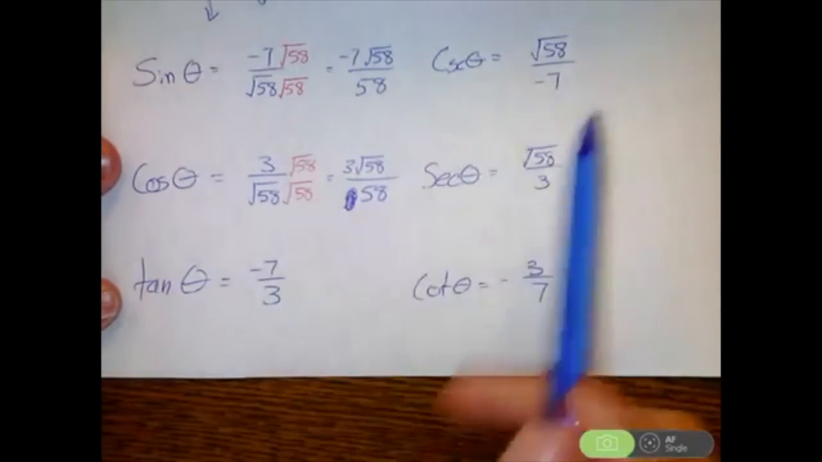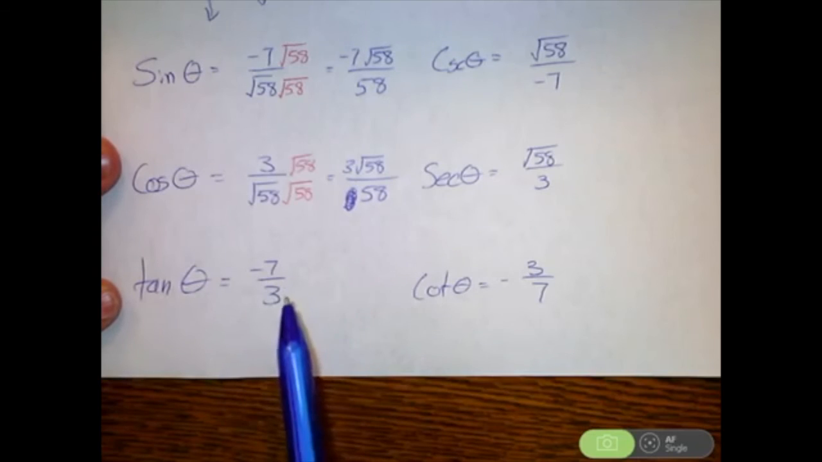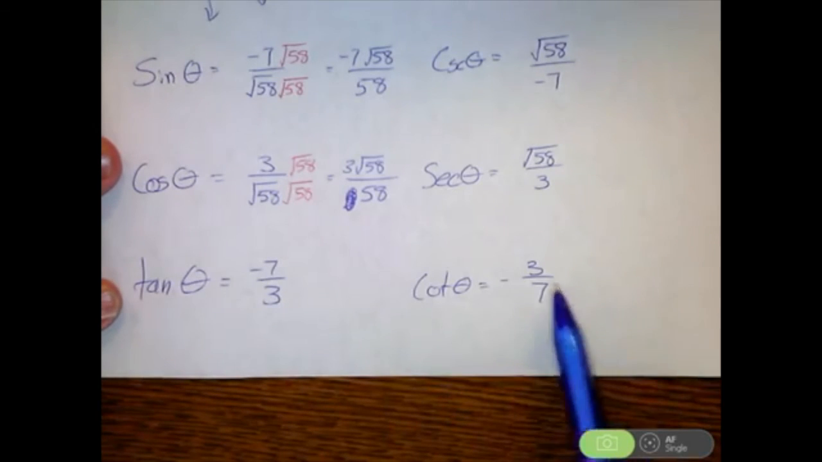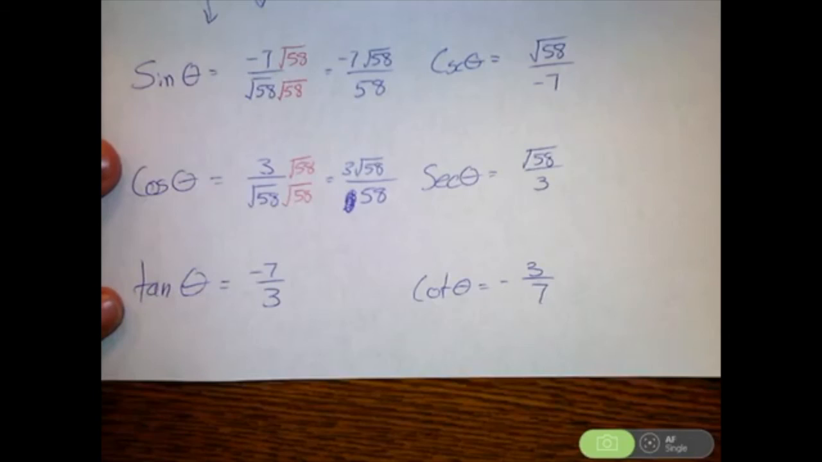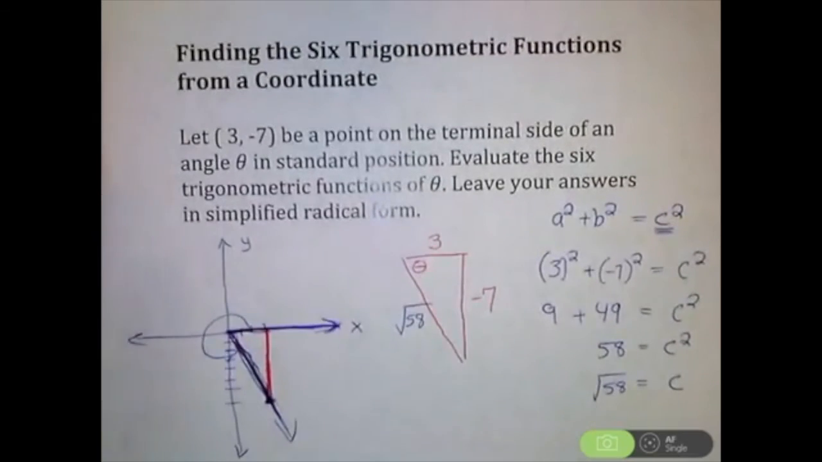So there's all 6 of my trig functions. I don't see anything else that could be simplified. Like if this was 9/3 or 3/9, you could reduce that fraction, but there was nothing else we could do. So that is my 6 trig functions. And that was finding the 6 trig functions from a coordinate.